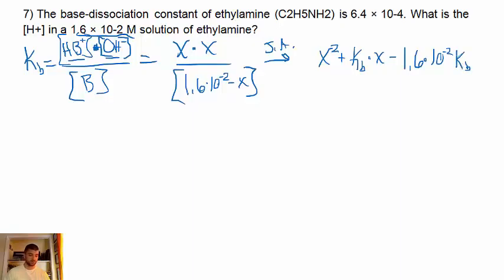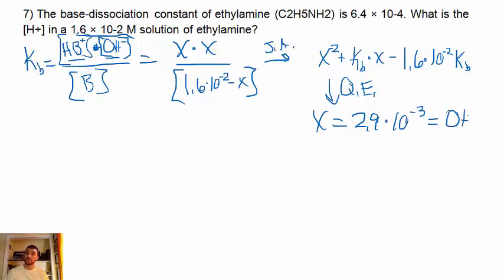Right, so plug it into my quadratic equation. I'm going to use the one value of x that makes sense, and I get x equals 2.9 times 10 to the minus 3. All right, well, what was that the concentration of? That was the concentration of the OH minus. What are they asking for? The concentration of the H plus. So now I'm going to have to do one more step.